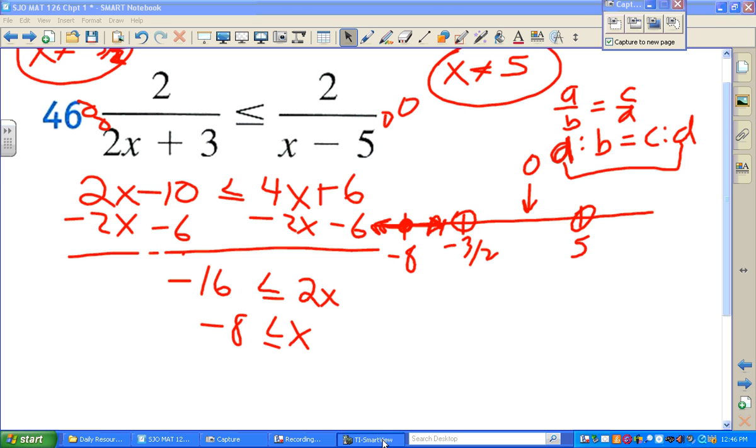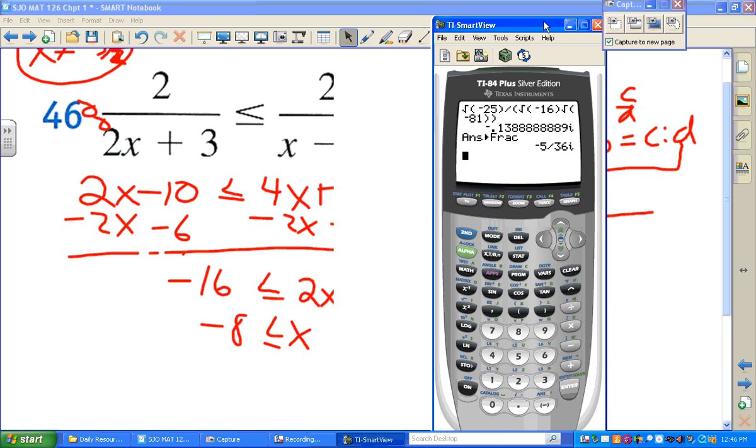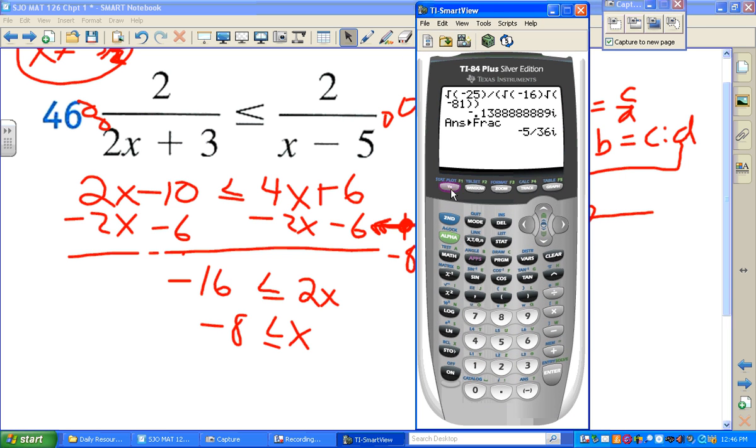Now, this is how I would do quite a bit of these problems, actually. I like the positive approach that you had. Okay? So I would take everything to the right side. And on a graph, you can see a positive approach. So if you go to y equals, you can take 2 divided by parentheses x minus 5 minus 2 divided by parentheses 2x plus 3.